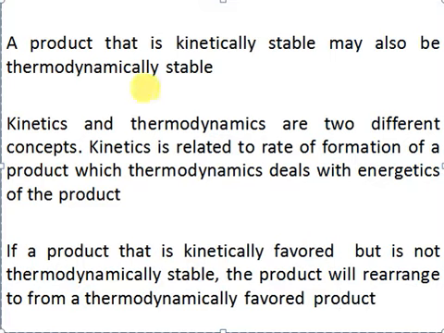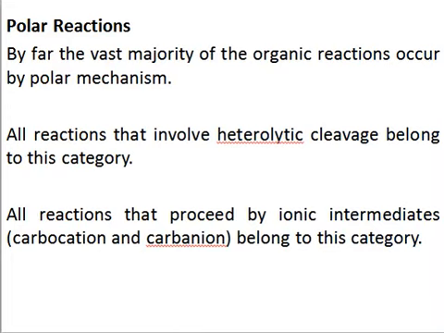If a product is not thermodynamically stable, but it is kinetically stable, always remember that this product will prefer to undergo rearrangement in order to form a thermodynamically favored product. Let's consider the mechanisms. As mentioned in the previous slide, the mechanisms are of three types: the polar reaction mechanism, the free radical mechanisms, and the pericyclic mechanisms.